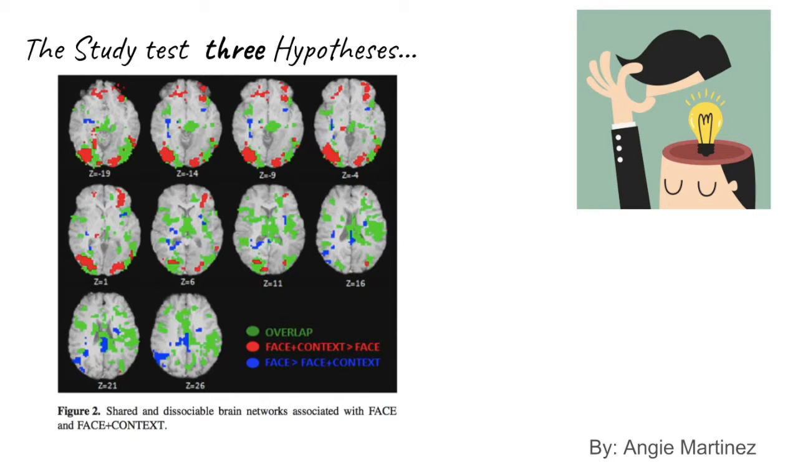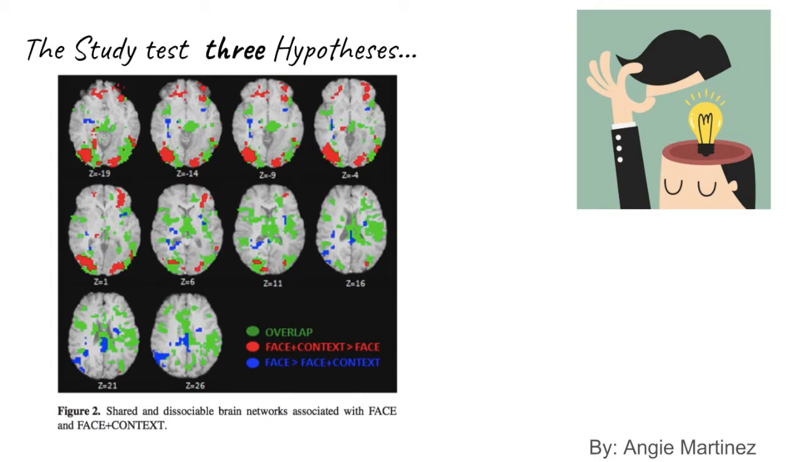The primary hypothesis is that emotional faces with context will activate a wider brain network compared to emotional faces alone, which was supported at the 0.05 level. A two-way ANOVA was conducted and revealed a main effect and a significant interaction.